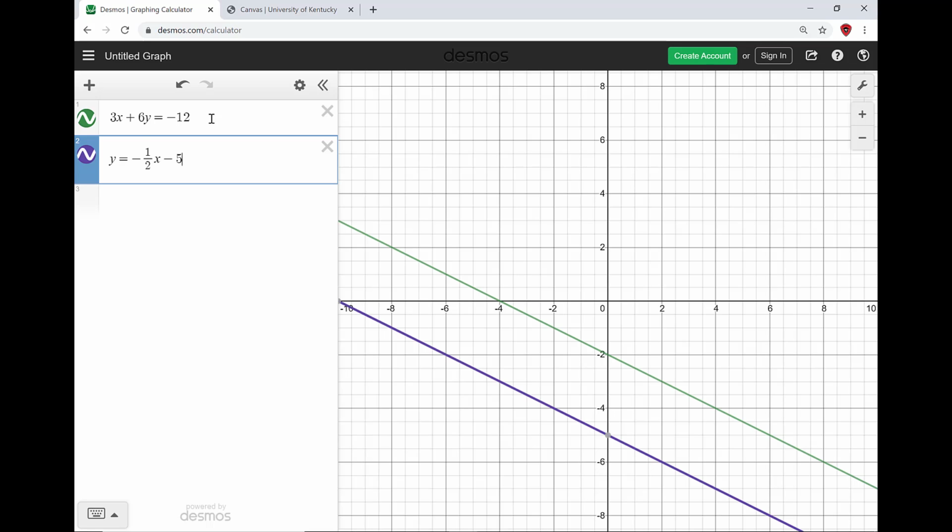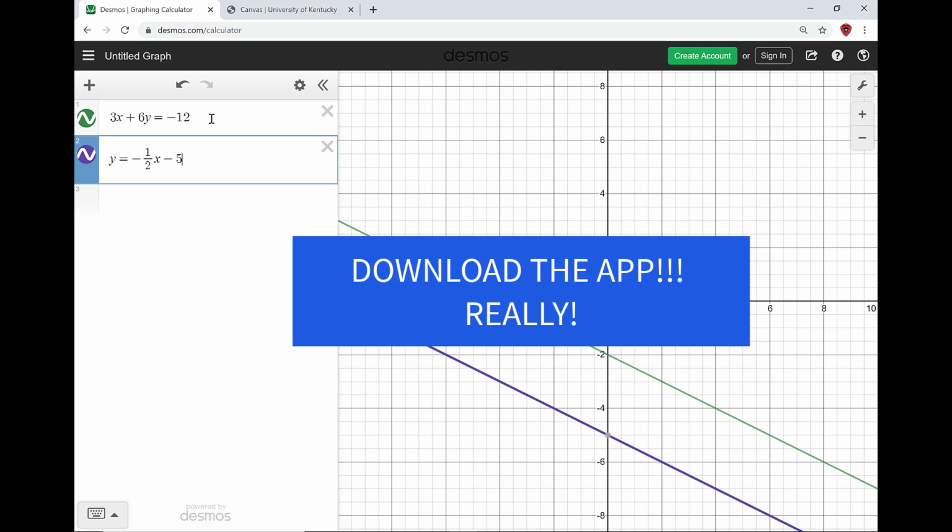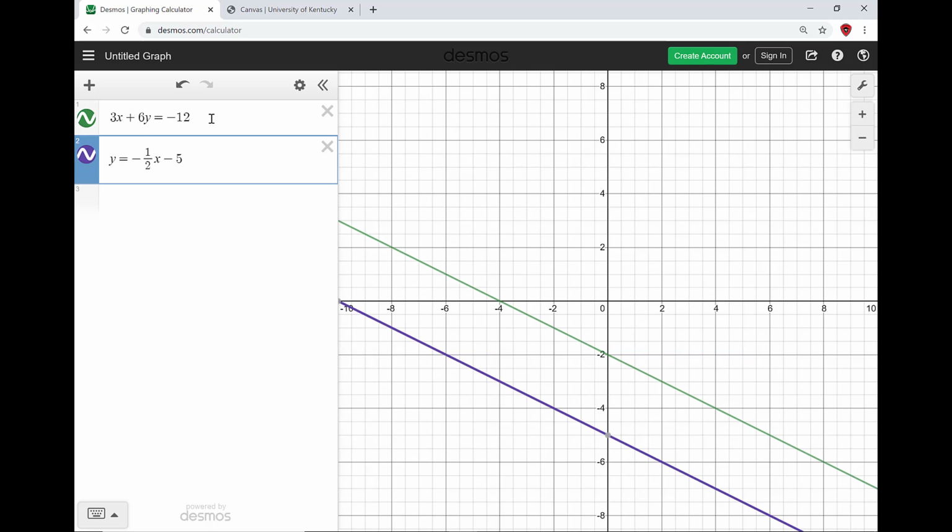I hope this is useful for those of you that want to try to work on this stuff while you're at home. There even is an app. I know they have it on the iPhone. I believe it's available on Android as well. It's just Desmos, Desmos. So download that. You'll have a graphing calculator on your phone.